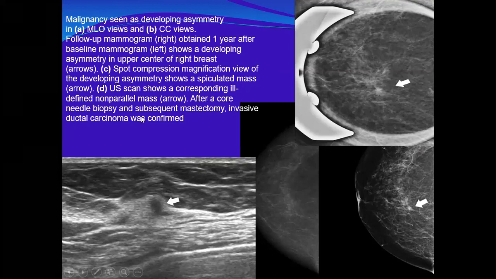After core biopsy, it was invasive cancer. Yes, we have to pick cancer as early as possible. If they remove it, it is as if the patient had no cancer before. She will be mostly cured because it is too tiny, too small, too early. You see?